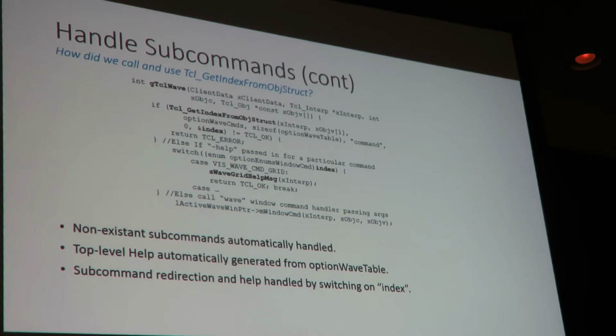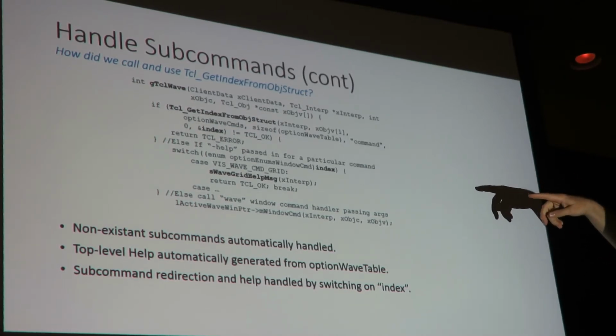I want to just show a couple other little things. This is that snippet of the main routine that is mapped from the Tcl wave command. It comes into here, I get the interp and the objects, and I call get index from obstruct. If I pass in a bad command, foobar, Tcl automatically takes care of saying that command's not known, and here are the possible commands that are known. Here's an example of if help gets passed in, I can switch off of the index and then call individual help for those subcommands. I'll show you an example of that for this grid help message later.